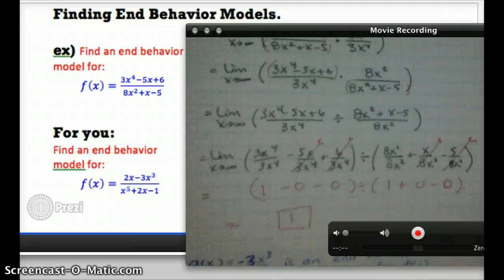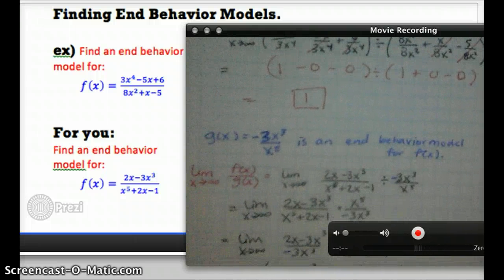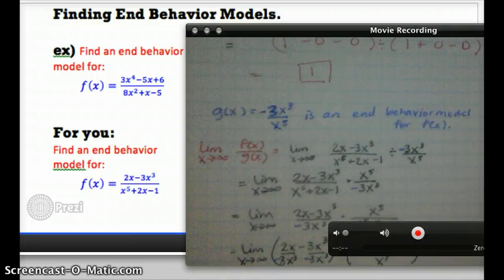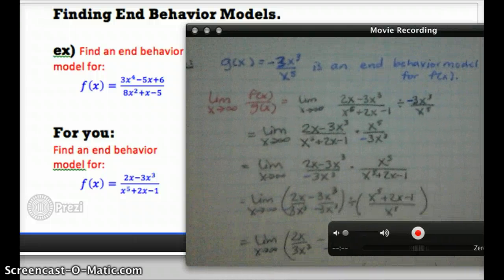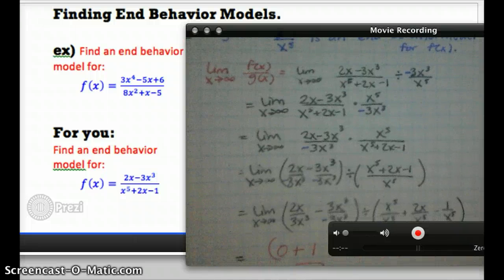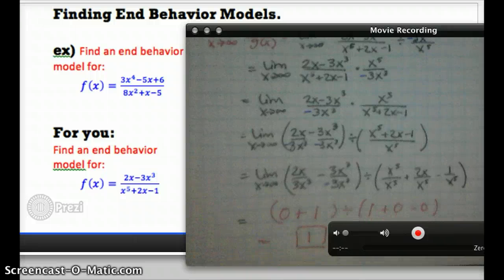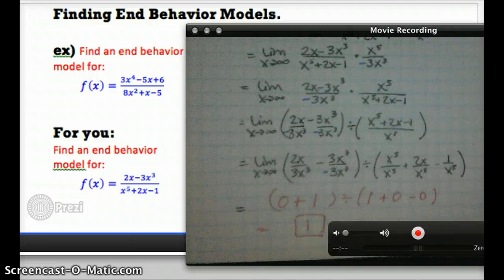So hopefully you recognized that negative 3x cubed over x to the fifth is the end behavior model. You might have missed the negative at first, so go back to the original function and just double check that you see why there's a negative on top. To actually complete the proof, here are the steps that I would have taken. And ultimately it shows, since the limit equals 1, that this is an end behavior model.